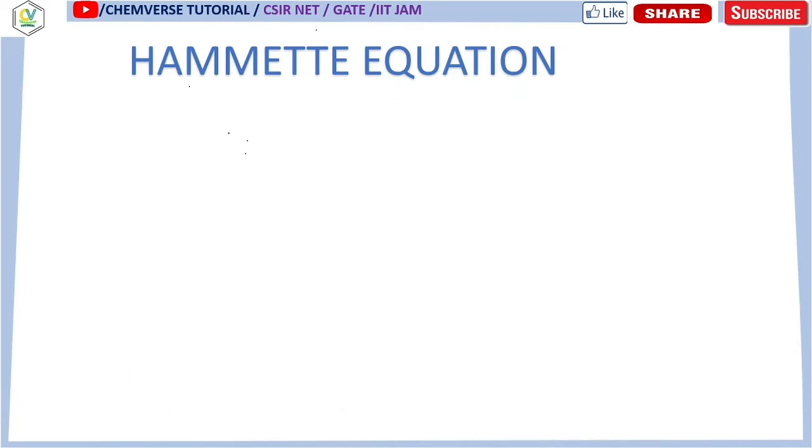Now let's discuss a special type of plot which is called the non-linear Hammett plot.